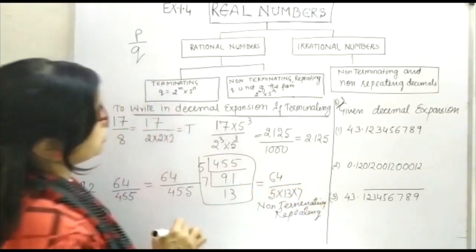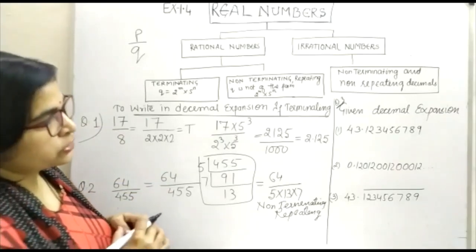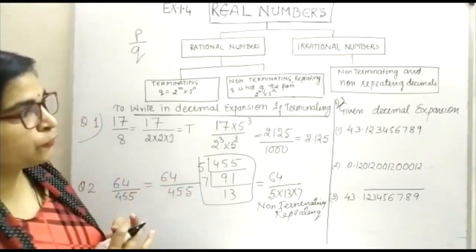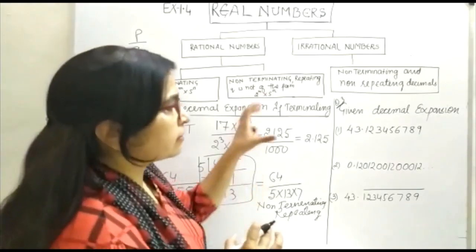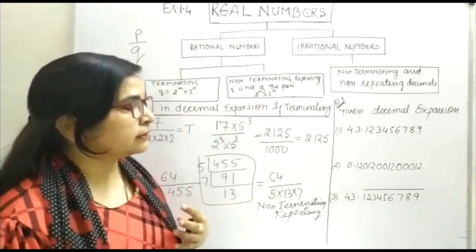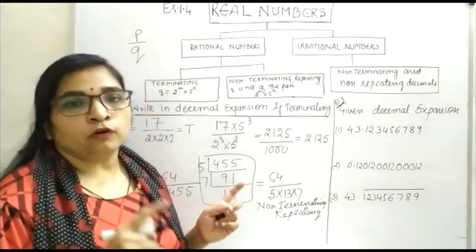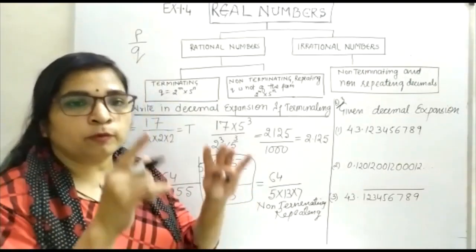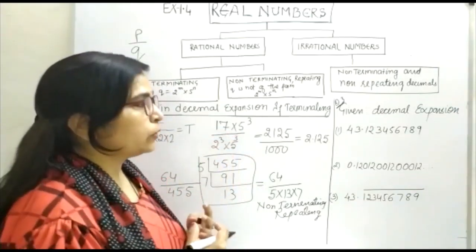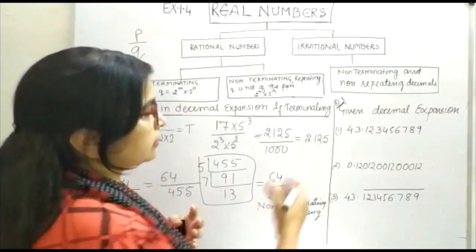You can do more questions based upon this concept. Let us see one more question in exercise 1.4. Here some decimal expansions are given and you are asked whether they are rational. If they are rational, then obviously they will be in the form of p by q. Then you have to tell what will be the form of q. Okay, let us see the very first one.